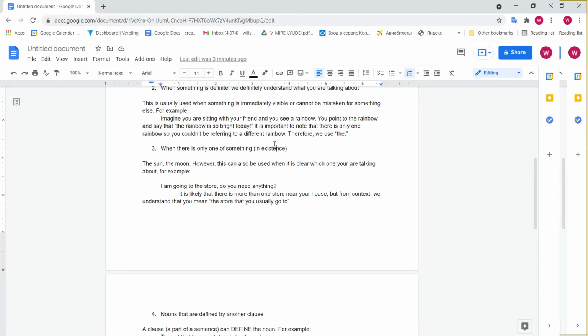When there's only one of something in existence. For example, the sun, the moon. There's only one sun, in our galaxy. There's only one moon for the Earth. However, it can also be used when it's clear which one you're talking about.